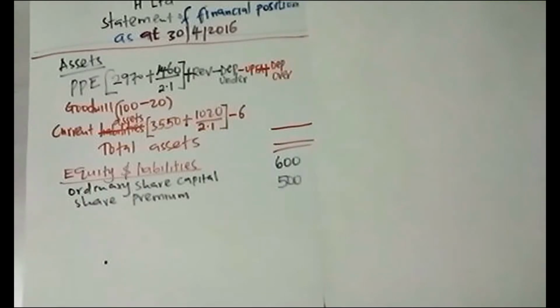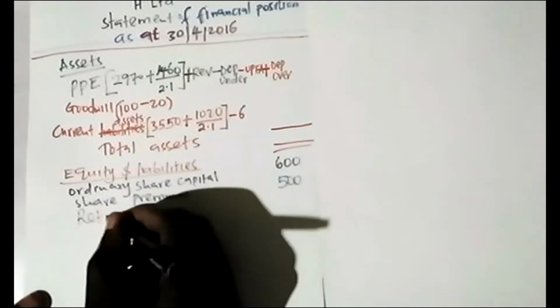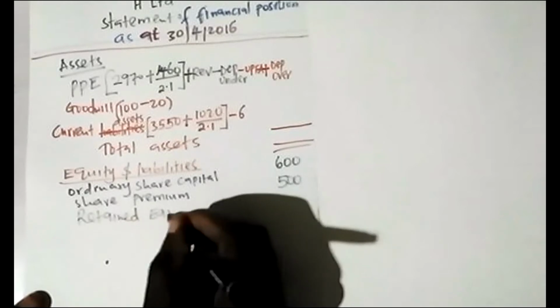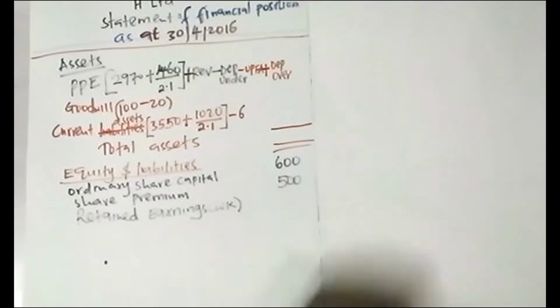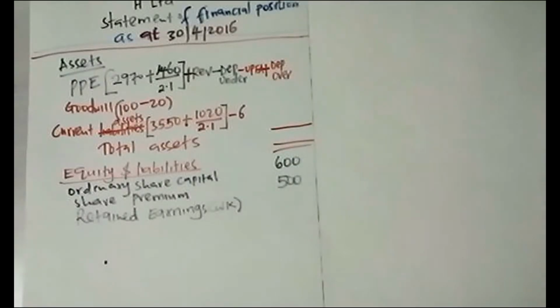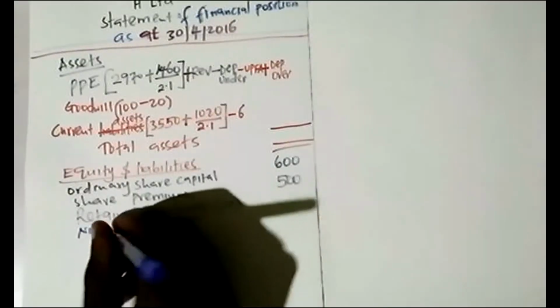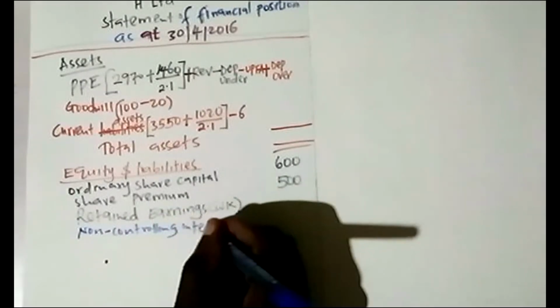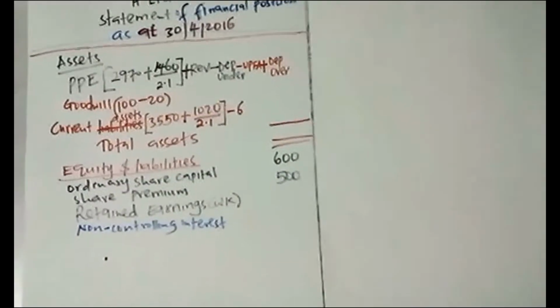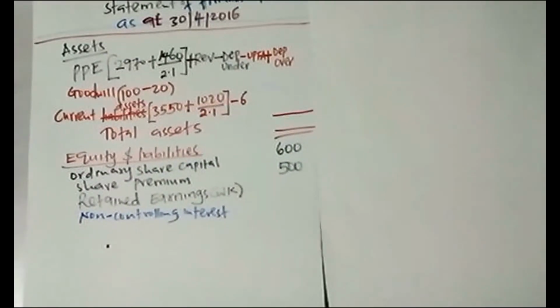Then for the retained earnings, this one needs a working. So you just write working, then you go ahead. Then after that, you talk about the non-controlling interest. You introduce the NCI to check their capital. After non-controlling interest, you talk about exchange reserve. So that one we did.